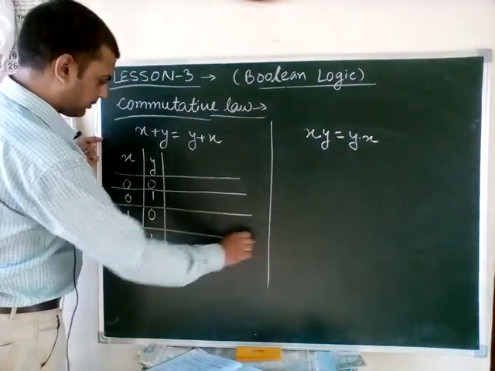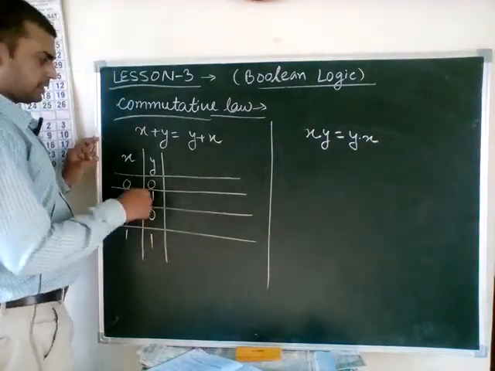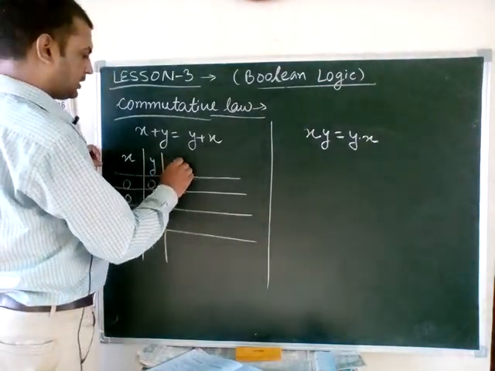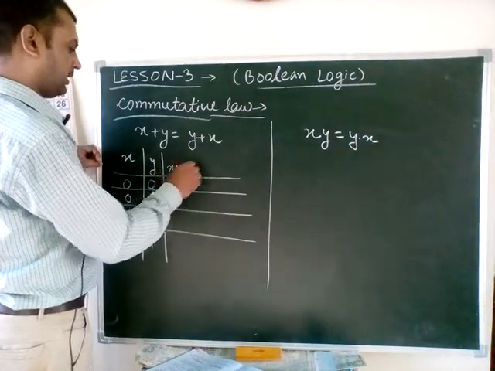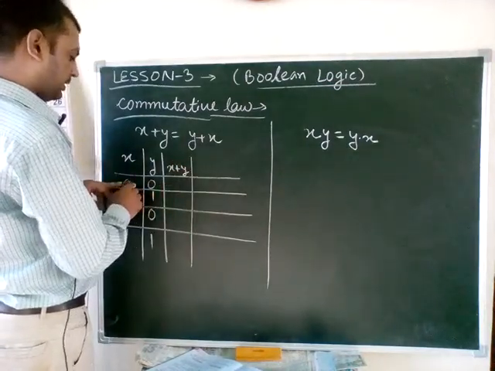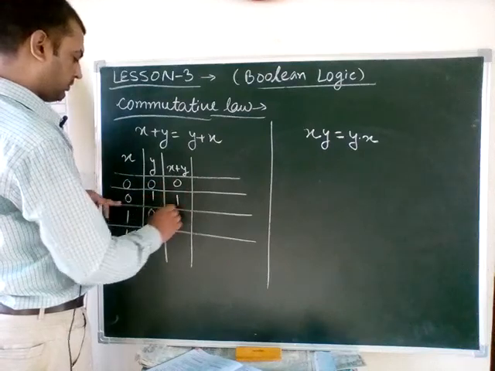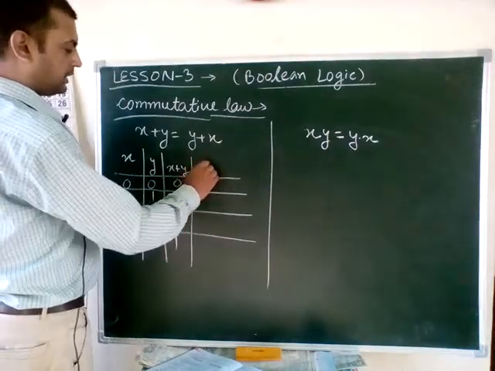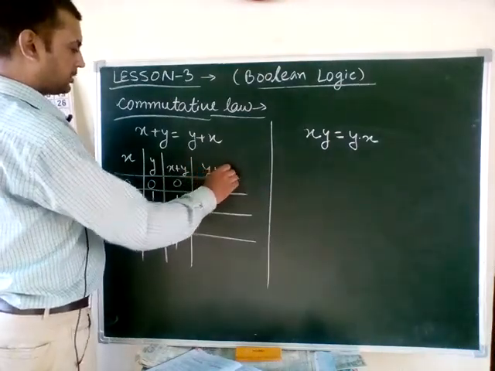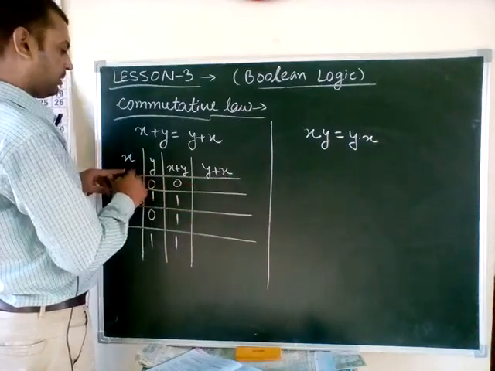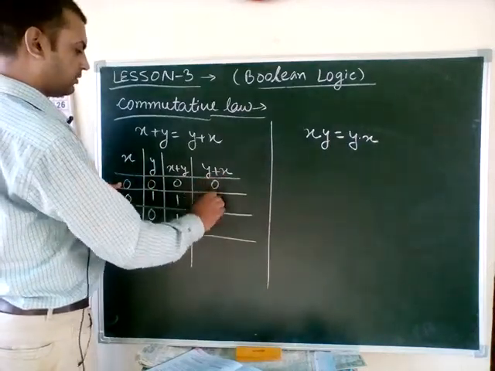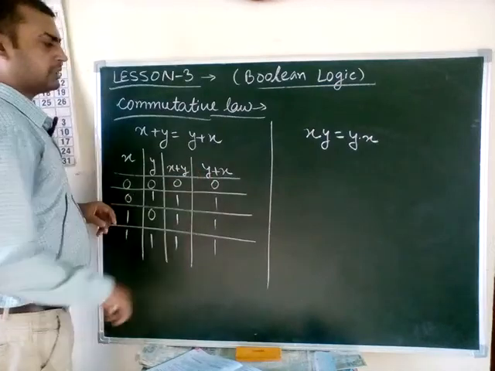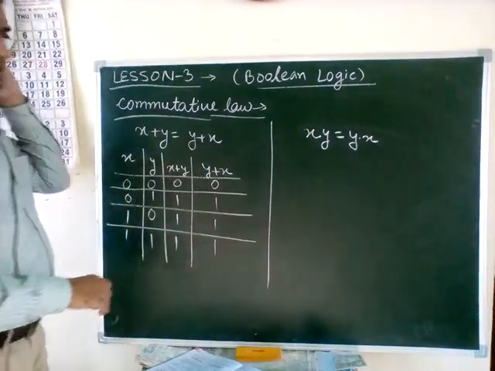You have to count the number of variables, then only you will frame this. Then after that, x plus y. If any 1 is there, then you will give 1. Now you can see if I am adding y plus x also, if any 1 is there, then you will give 1. So you can see both are the same. That's why we have given this equation.